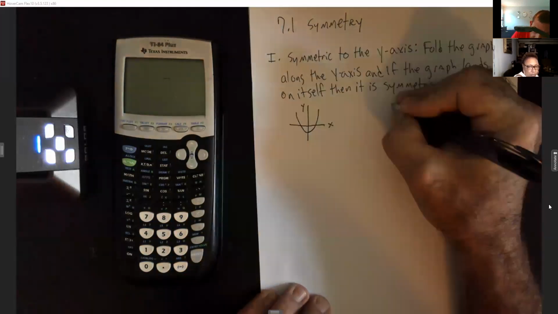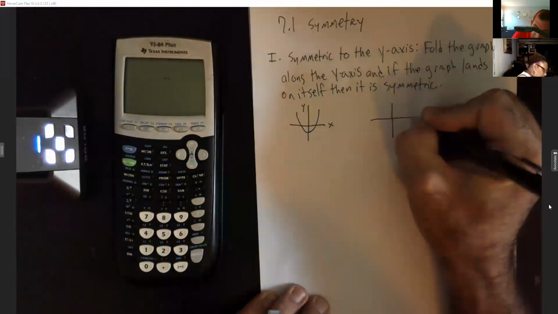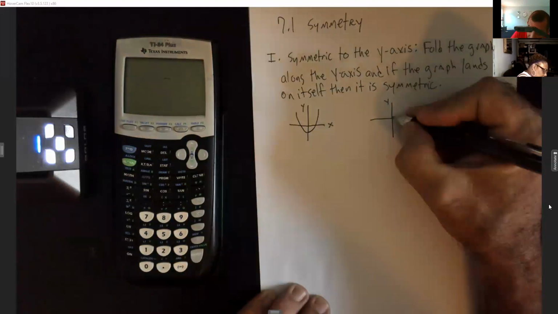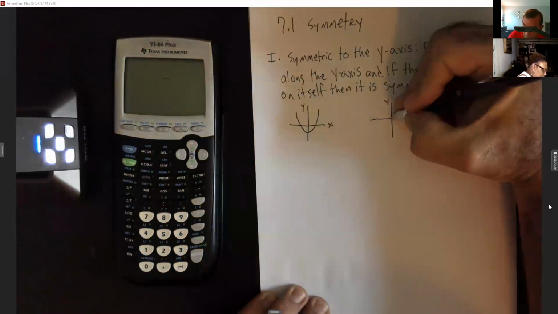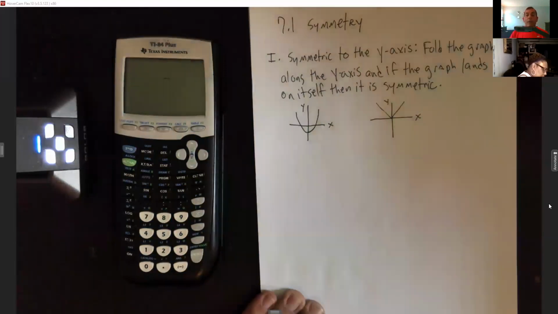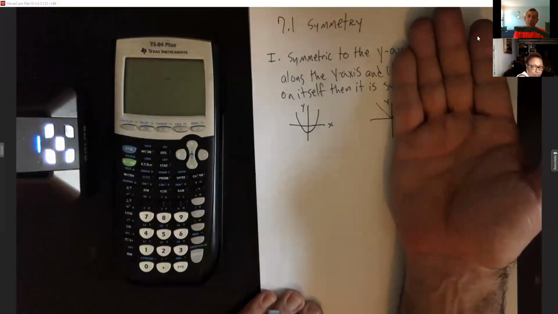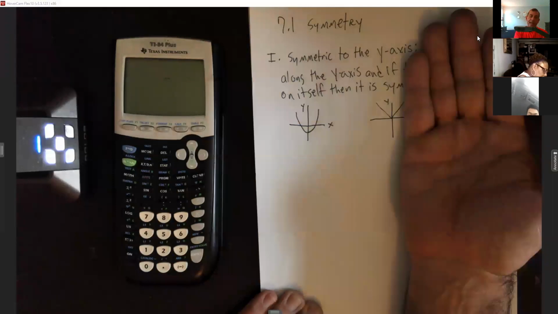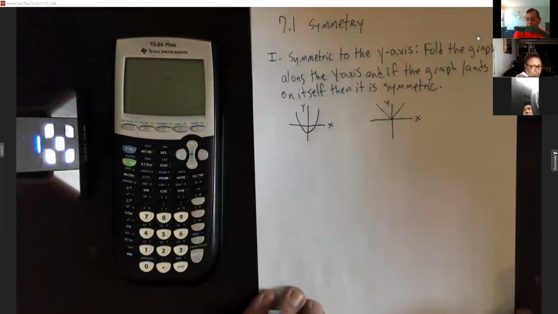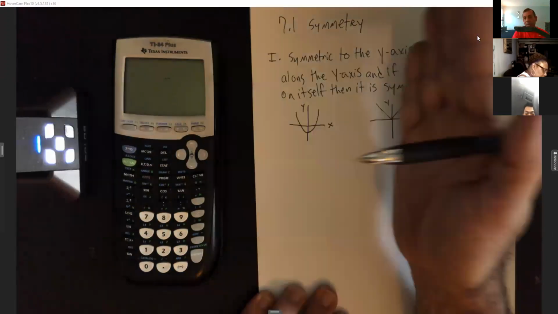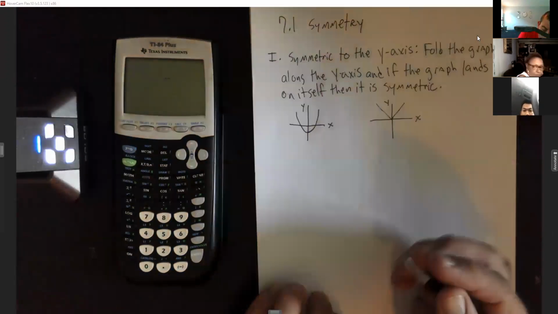So another one that would be symmetric to the y-axis could be the absolute value graphs that we were making. So notice on the absolute value, if I take my graph and I fold it right on top of that y-axis, my right side will land right on top of my left side. So also, if you cut it right down the middle on that y-axis, you got the same on both sides, okay? So symmetric to the y is the first one.